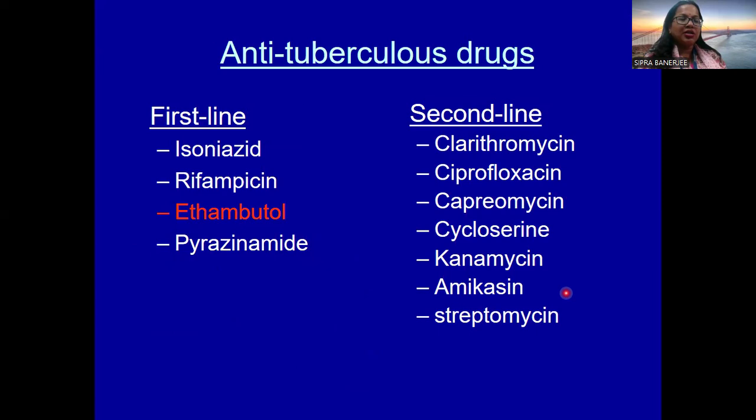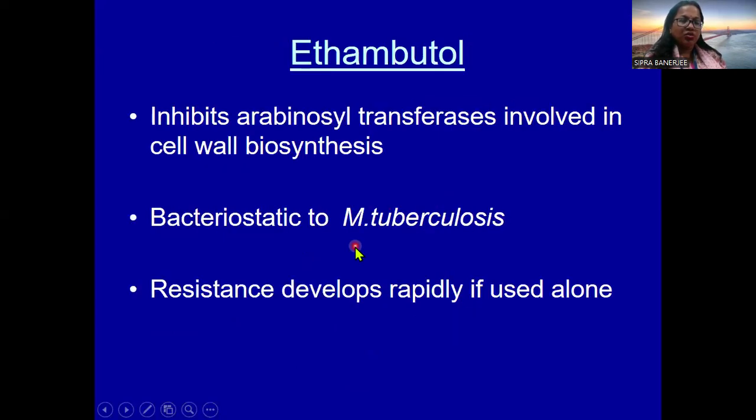Now coming to the third drug, ethambutol. That is one of the important drugs. It inhibits the arabinosyl transferase enzyme that is involved in cell wall biosynthesis. In bacteria, the enzyme is deactivated. As a result, the cell wall will be destroyed. It is bacteriostatic to tuberculosis, that means the growth of the bacteria will be inhibited.